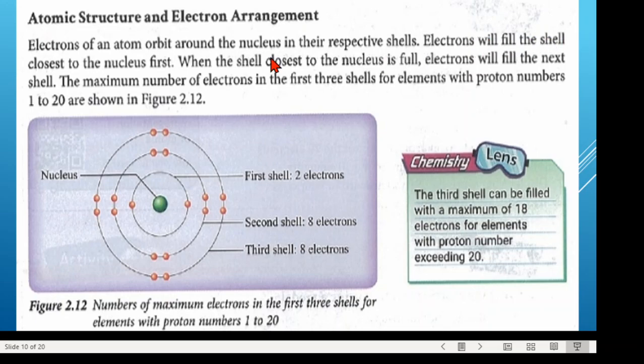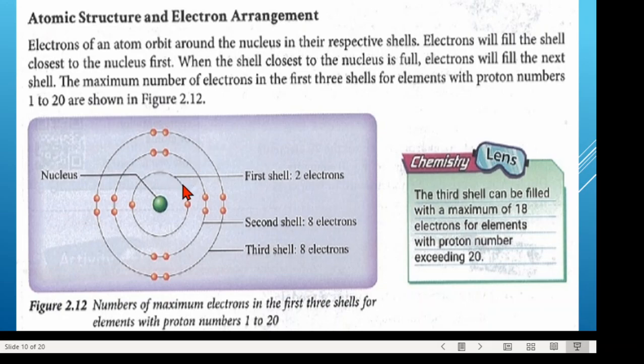Electrons will fill the shells closest to the nucleus first. So, if this is the atom, this is the nucleus. This is the first shell, second shell, third shell. So, elektron itu mula-mula dia fill yang di dalam dulu, yang paling dekat dengan nucleus. When the shell closest to the nucleus is full, then electrons will fill the next shell. Then next shell. Okay? The maximum number of electrons in the first 3 shells for the element is like this.